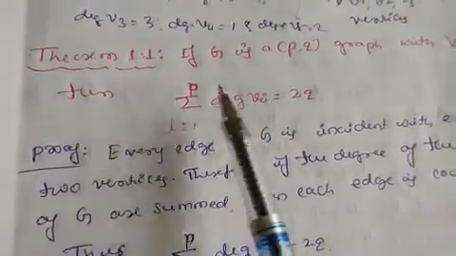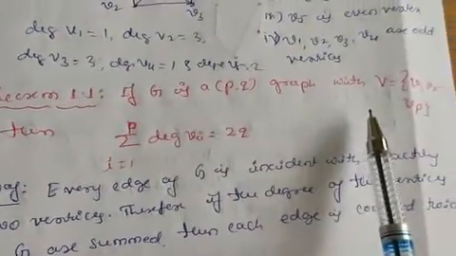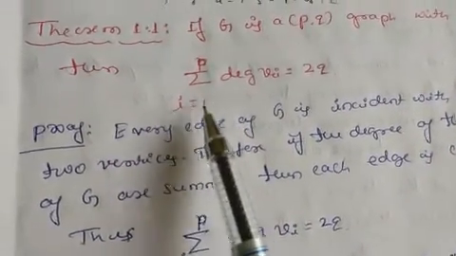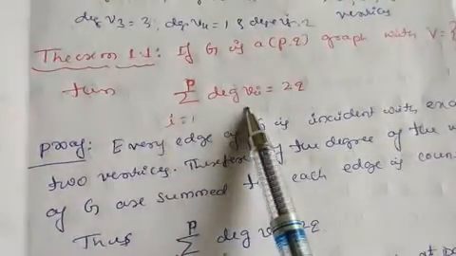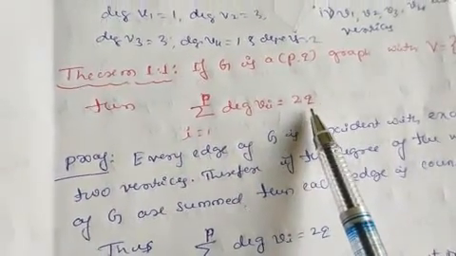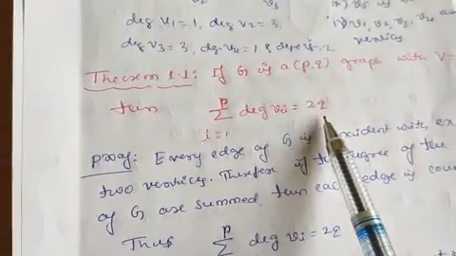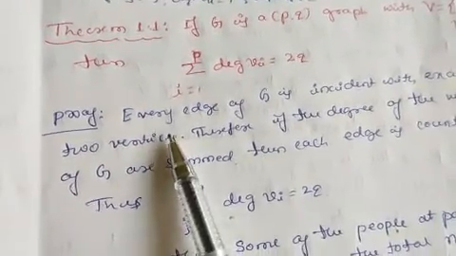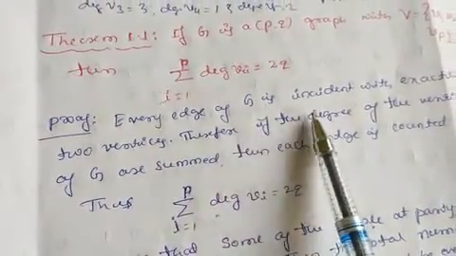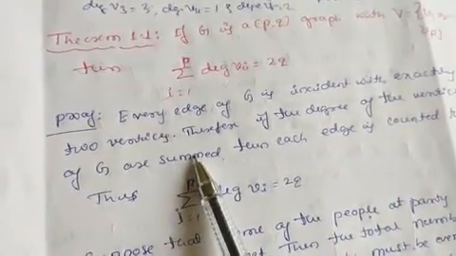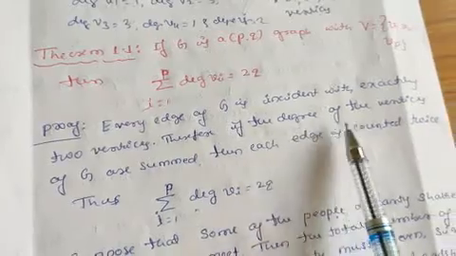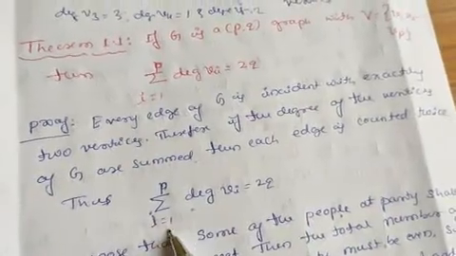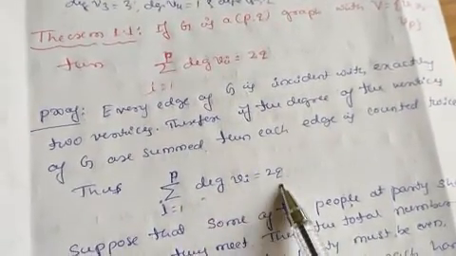Take one theorem. If G is a (P, Q) graph with vertex set V1, V2, etc., then the sum from i equals 1 to P of degree of Vi is equal to 2Q. It means the sum of degrees of all vertices is equal to 2Q. Let us take that every edge of G is incident with exactly 2 vertices. So if the degrees of the vertices of G are summed, then each edge is counted twice. Therefore the sum from i equals 1 to P of degree of Vi is equal to 2Q.